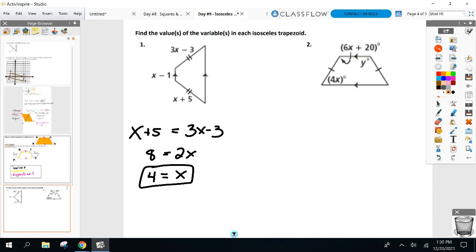I've got my isosceles trapezoid. I have to find x and y here. I know I just gave you the property that base angles are congruent, but would that make sense here, to set y equal to 6x plus 20? I probably don't want to work with that, right? And neither do you and your group. So I've got these two angles that both have x's in them.